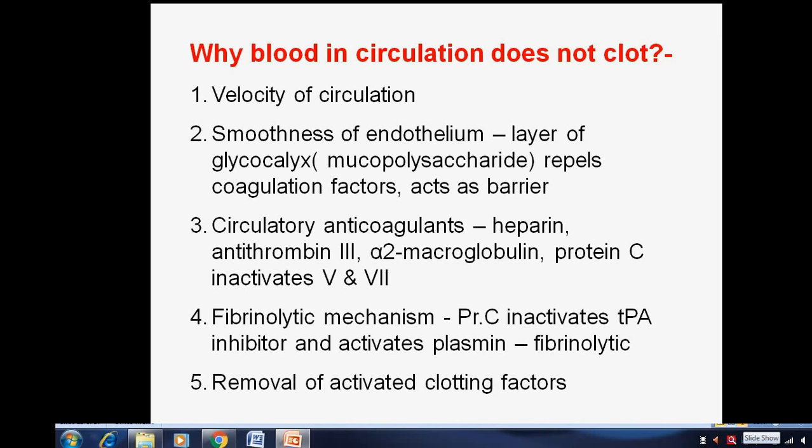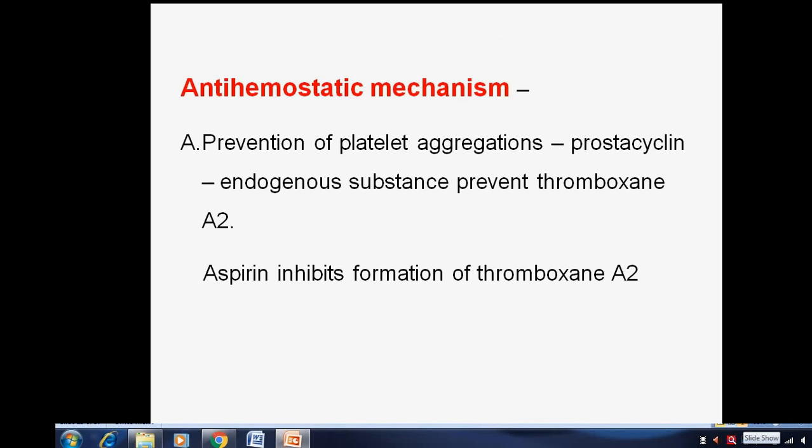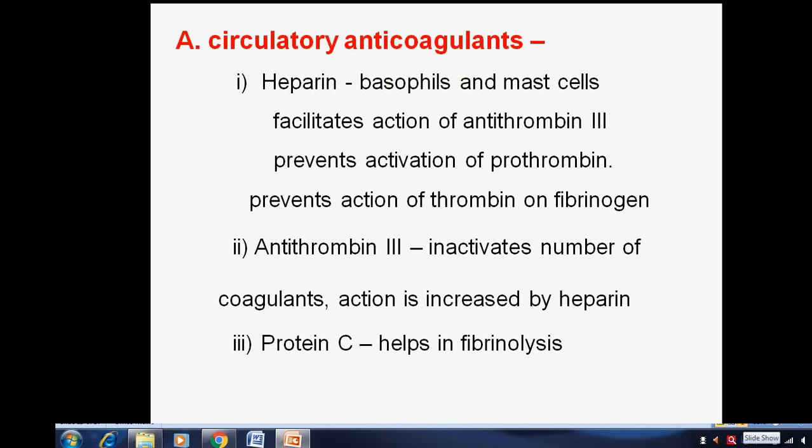When you see these anti-hemostatic mechanisms, first is prevention of platelet aggregation. This is the first, an important part of anti-hemostatic mechanism. That means anti-hemostatic mechanism means the mechanism that prevents hemostasis, that means blood clotting. First, very important, that is prevention of platelet aggregation. When we see another one, that is circulatory anticoagulants like heparin, antithrombin 3, protein C, etc.